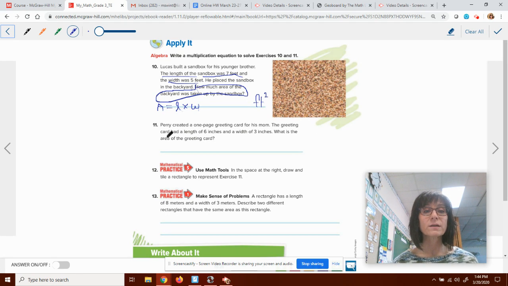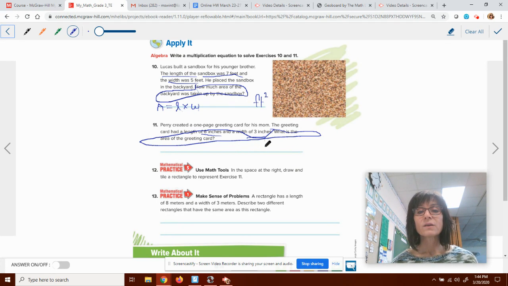Perry created a one-page greeting card for his mom. The greeting card had a length of 6, a width of 3. What is the area? Again, we'll do it the same way. Your unit of measurement, though, is inches. Square inches will show you that's the abbreviation for inch. And we've got a little 2 there.